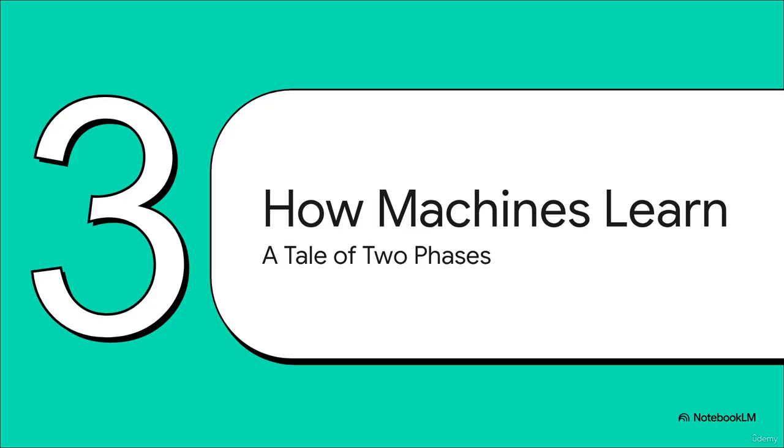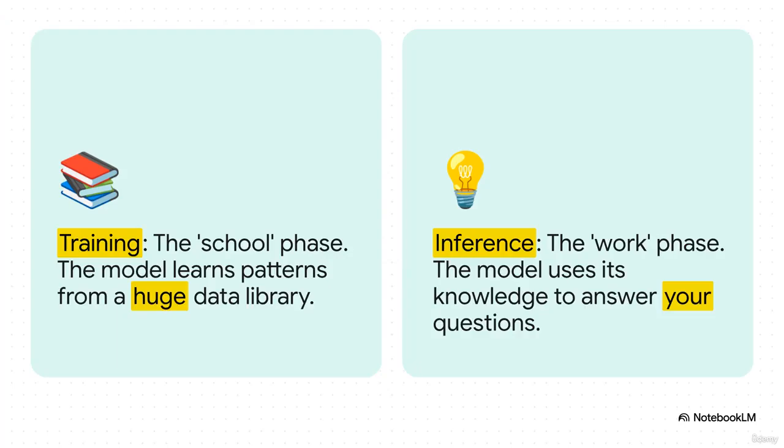So how in the world does a machine actually learn to write like a person? Well, it basically happens in two main stages. You can think of it like a school phase and then a work phase. On one side, you've got training. This is the school part. The AI model is given a gigantic library to study. Again, think of it like reading the whole internet. It just sits there and learns all the patterns, the grammar, the facts, the different writing styles.